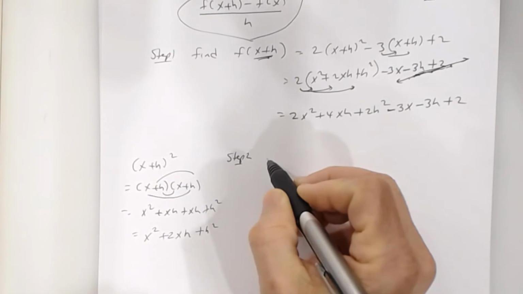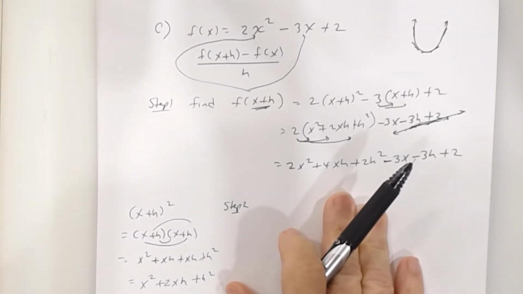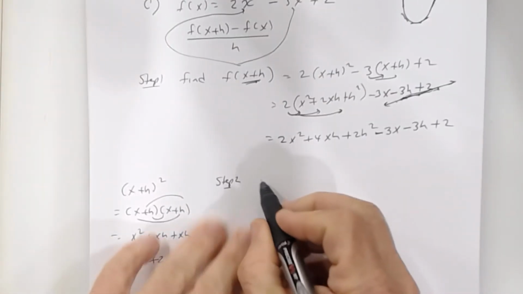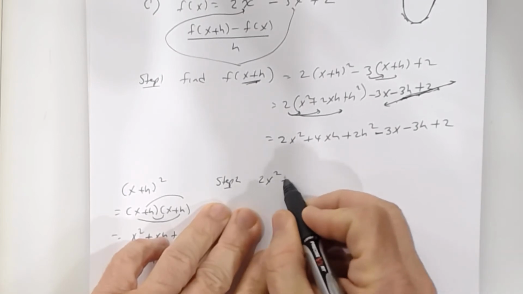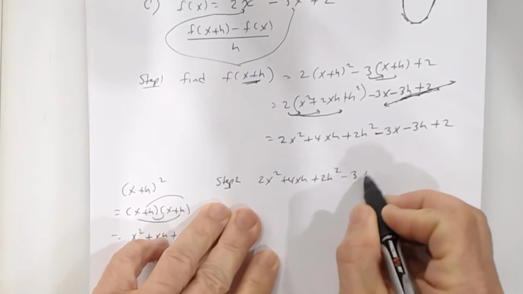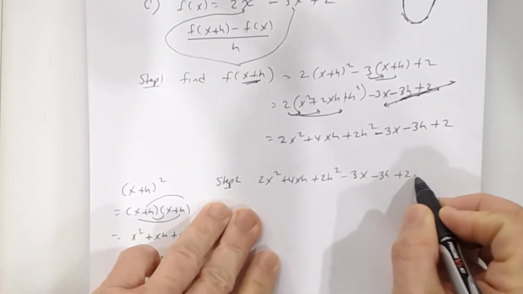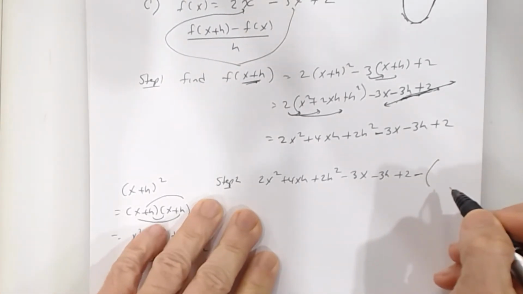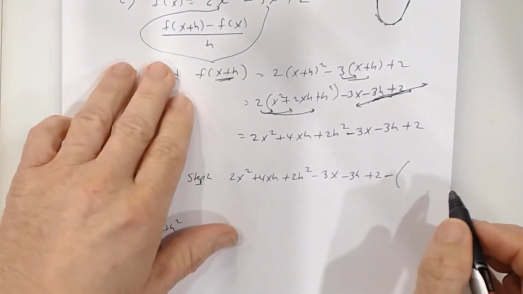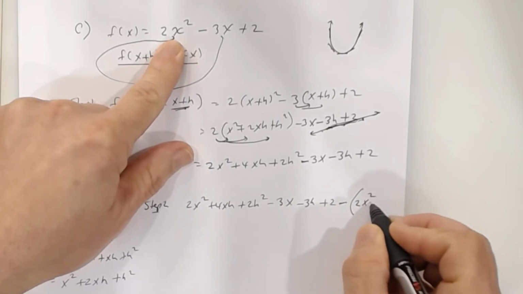So step 2, remember all I found was what part of the difference quotient? First part. So I'm going to rewrite all this over. 2x squared plus 4xh plus 2h squared minus 3x minus 3h plus 2. And then I subtract, in parentheses, what do I subtract? F of x. What's f of x? Oh, you gotta go all the way back up here to your front. I am running out of room.